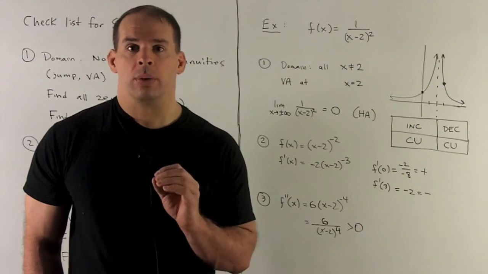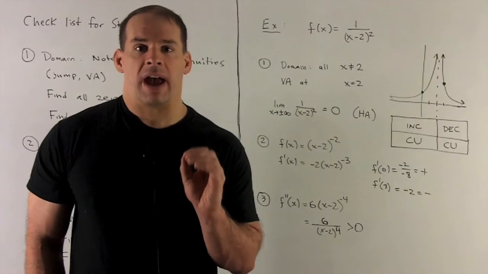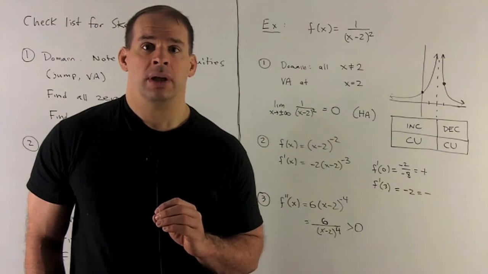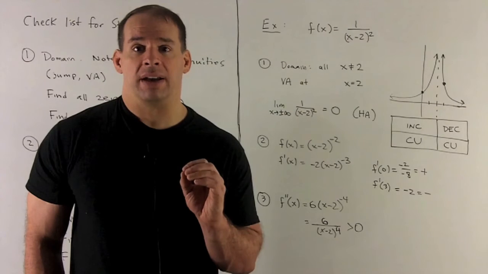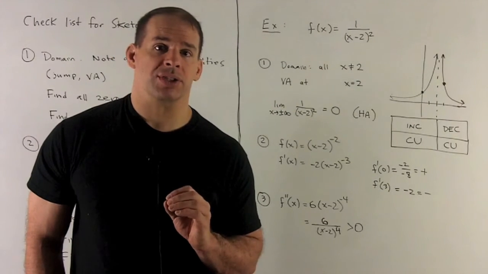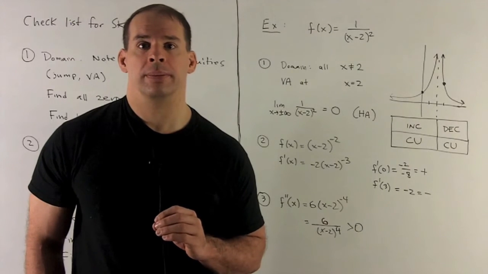Note, no critical points here. Okay, we can never have f prime equal to 0. The numerator is equal to minus 2. And if we look for undefined, we're going to have it at the point x equals 2, but that's where the vertical asymptote is. So it's already accounted for.